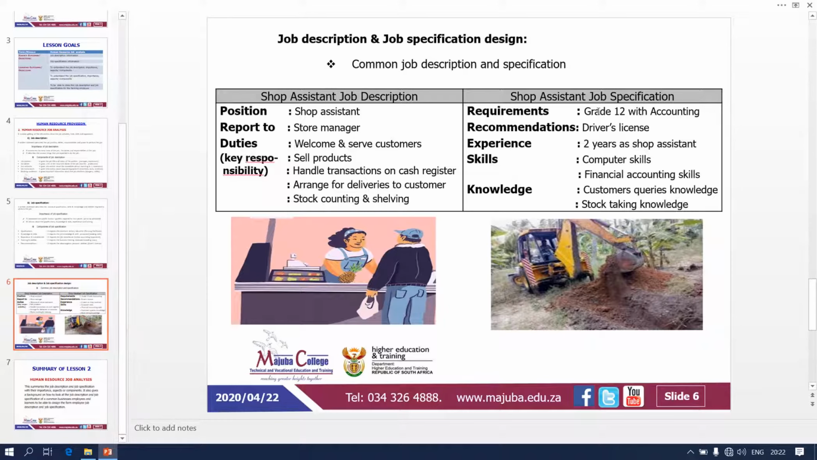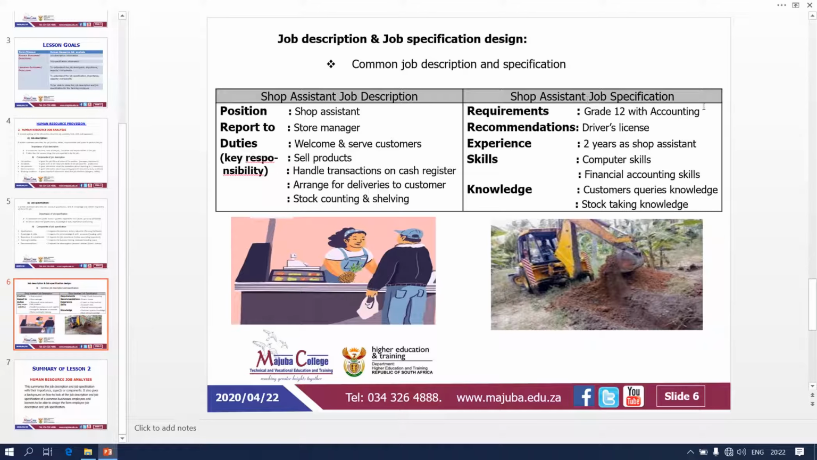Okay, let's move on. When you draw a job description and a job specification, this is how it should look. I'm going to take a shop assistant, for example. Job description: what is the position? Remember, these are the elements. Position, shop assistant. Report to, store manager. Duties, these are the duties that you need to do, right?